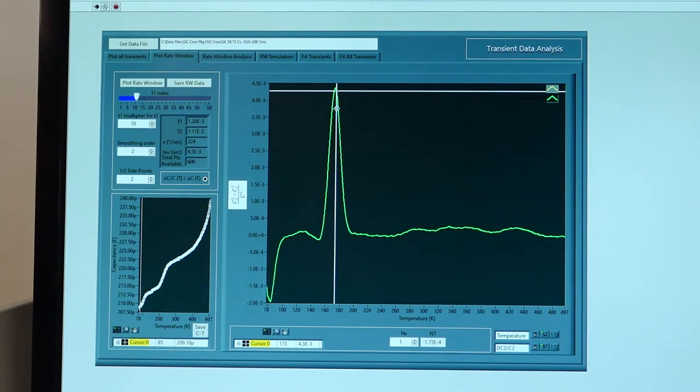However, the peak that we see here at 170 Kelvin is at a point where there is a good signal of capacitance, and therefore it can be treated as a valid signal.